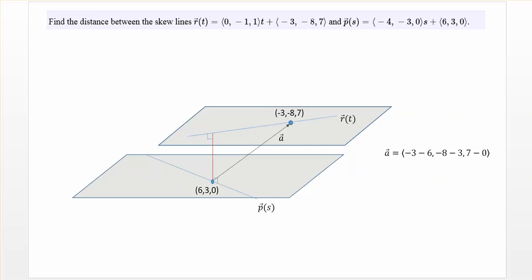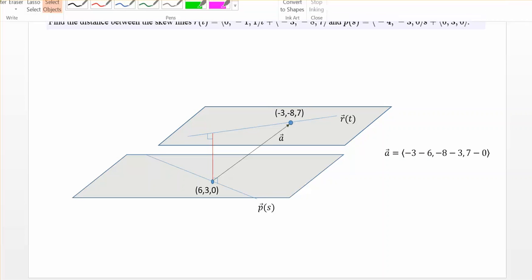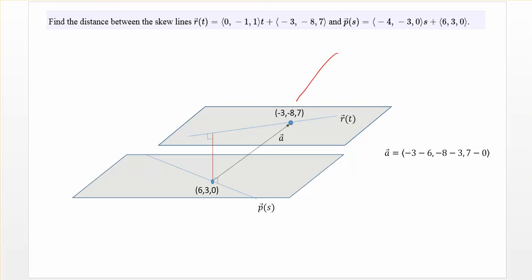Now, this vector is equal to the end point subtracted component-wise by the initial point. And doing the math, we get this. So now I've got my A vector, and I know what the components of my A vector are. Now we're going to use this vector and the line that we have called the distance, and with these two pieces of information, we're going to find this distance.